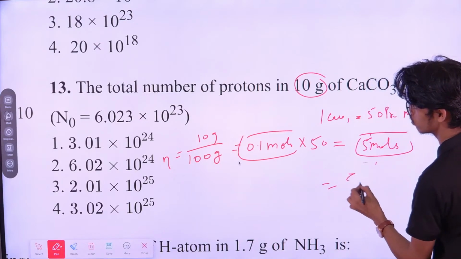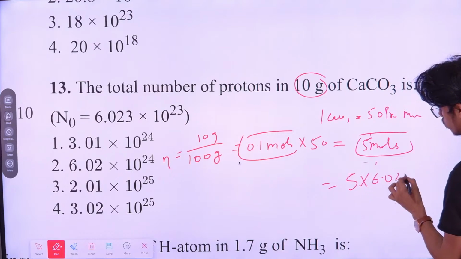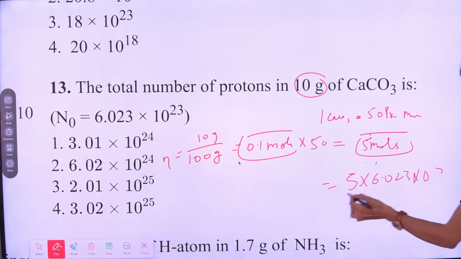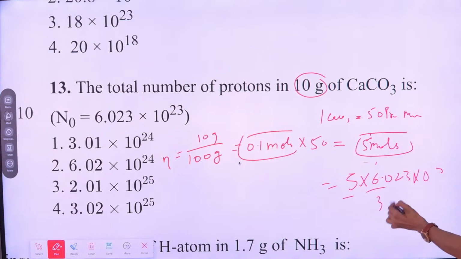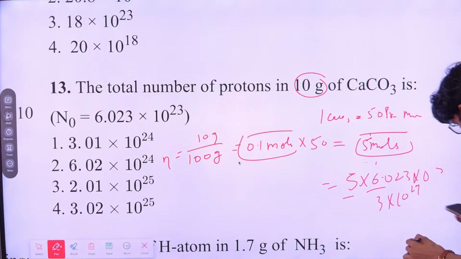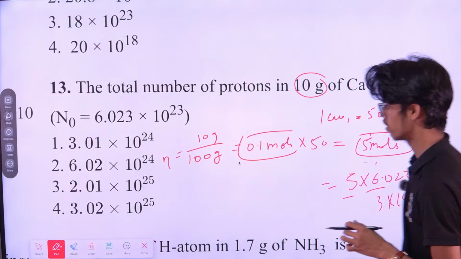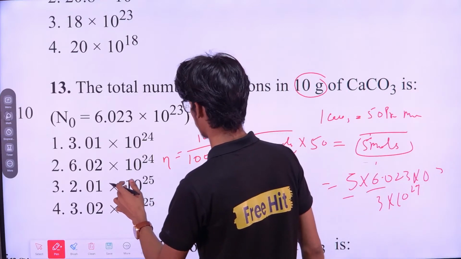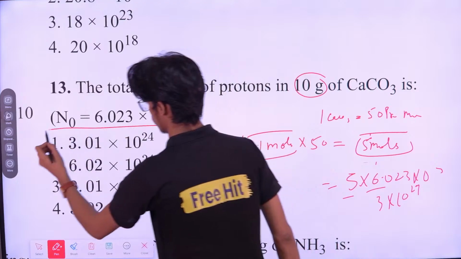So 5 moles of protons is the number being asked. 5 moles is equal to 5 into 6.022 into 10 to the power 23, so it is about 30. So 3 into 10 to the power 24 should be the answer. This is option number 1.